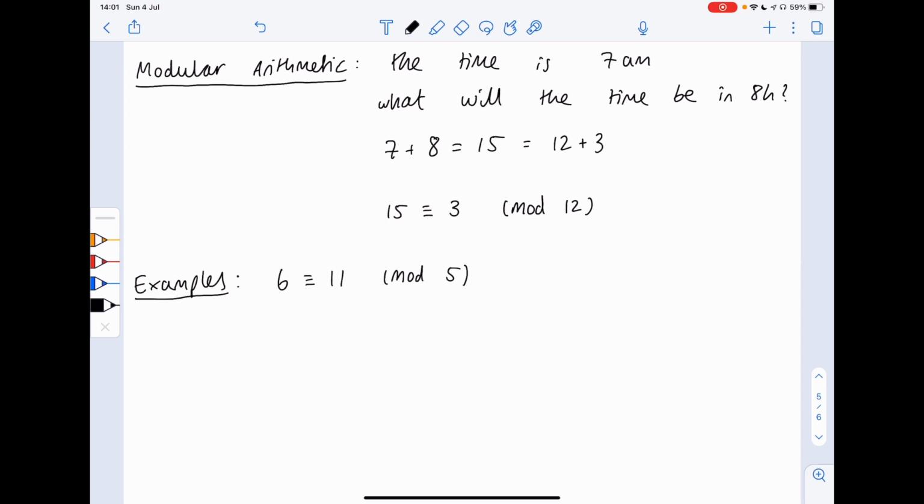Maybe a different example is 6 is the same as 1 mod 5, right? Because 6 is 1 more than a multiple of 5, and 1 is 1 more than a multiple of 5, where the multiple of 5 we're talking about there is 0. Kind of, we think of 0 as 0 times 5, so it is a multiple of 5.